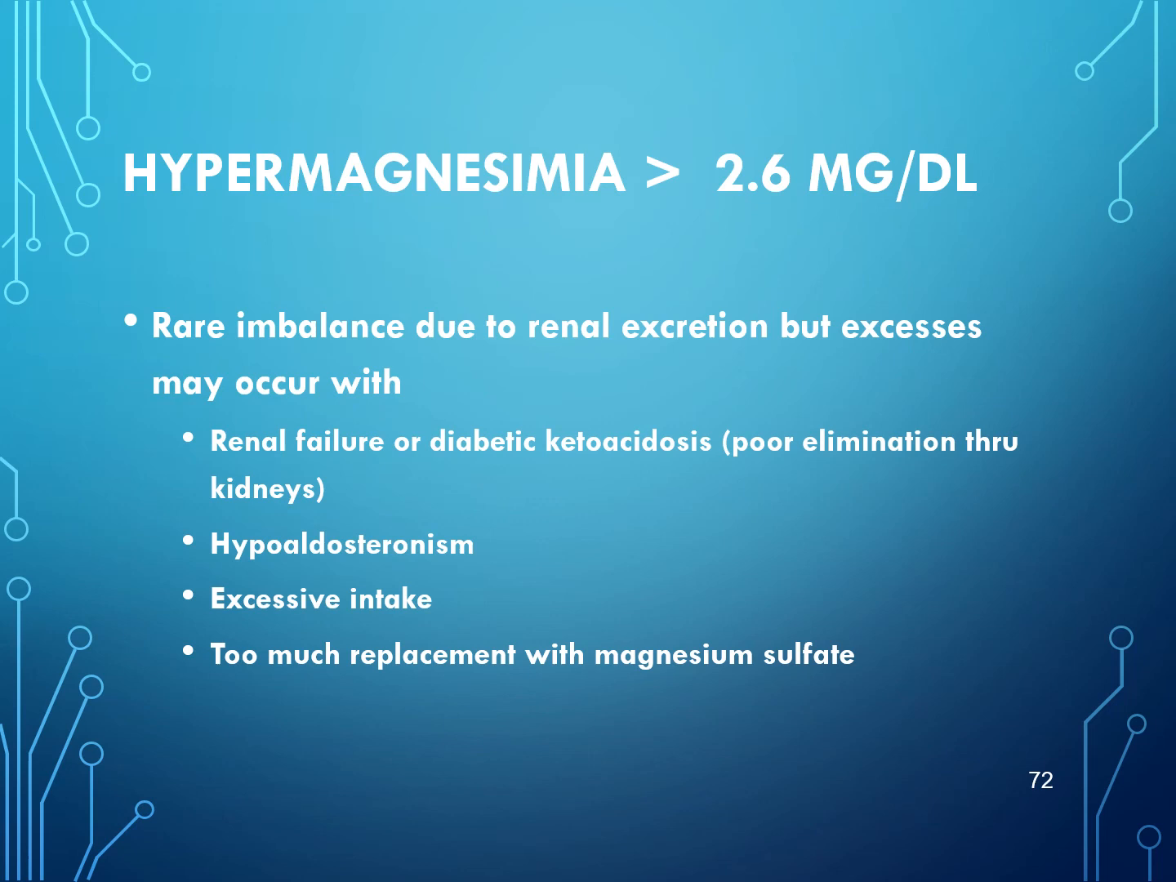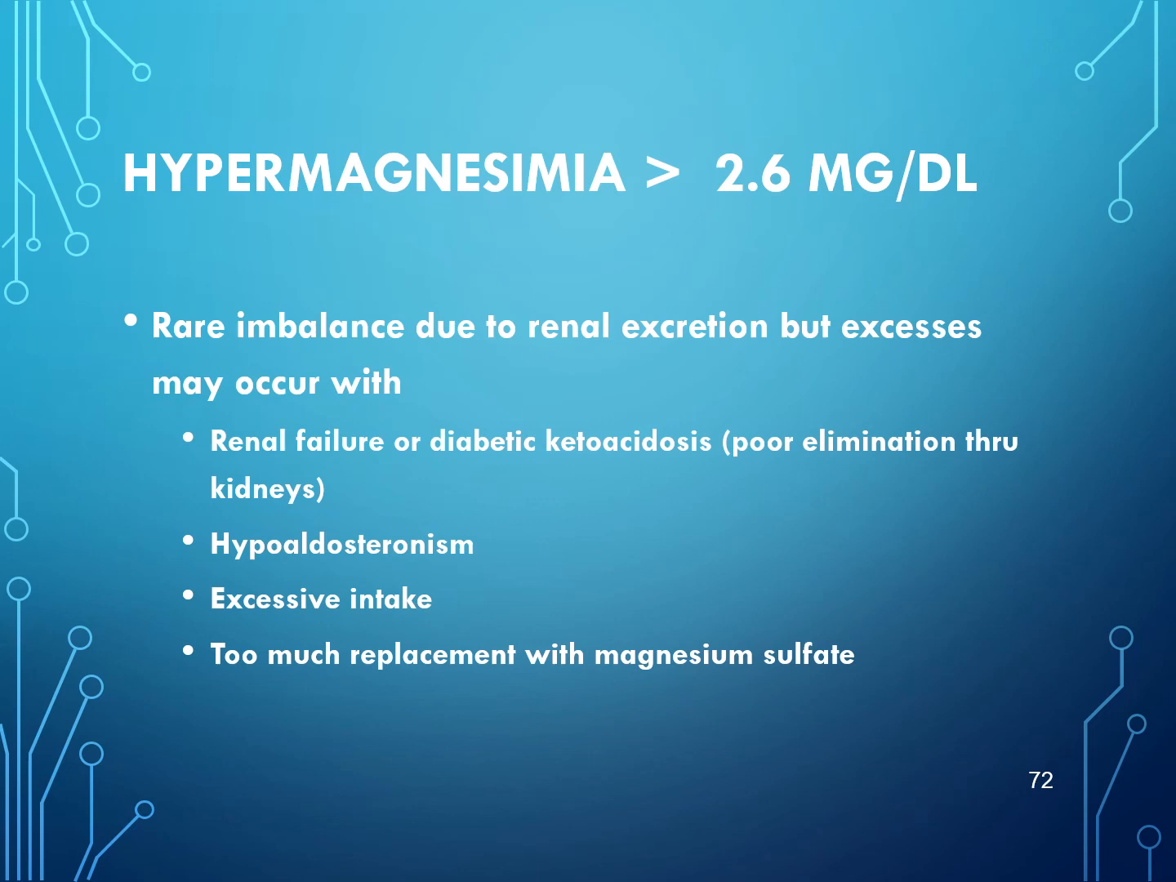Hypoaldosteronism in Addison's disease, adrenal cortical insufficiency. We can have low aldosterone levels. And remember what aldosterone does to potassium. Well, with magnesium and some of these other ones, it's going to be very similar. So we can have excessive intake with too many supplements, excessive use of magnesium-based antacids like milk of magnesia or Maalox, too much replacement with magnesium sulfate from TPN or total parenteral nutrition replacement, or hemodialysis because it's actually used in the process of dialysis.